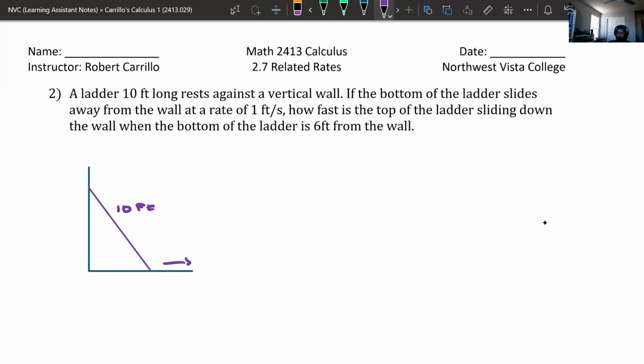Next is, if the bottom of the ladder slides away from the wall, meaning the base of the ladder is moving this way, it is moving at a rate of 1 foot per second. Well, this floor represents a horizontal axis, so I'm going to say that that is x. In this case, it's saying this is a rate, so this is going to be x prime. And that rate is 1 foot per second.